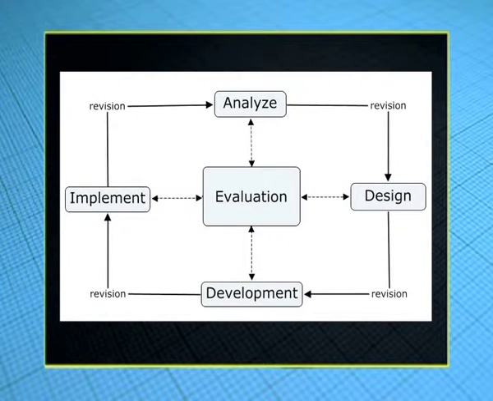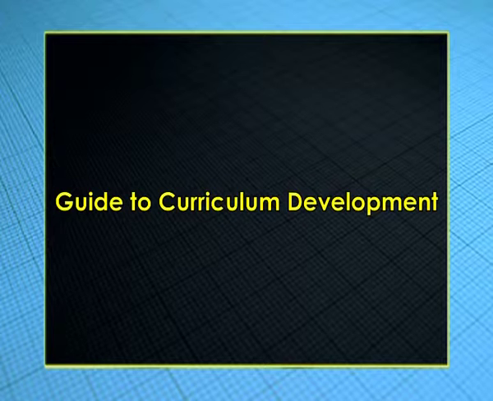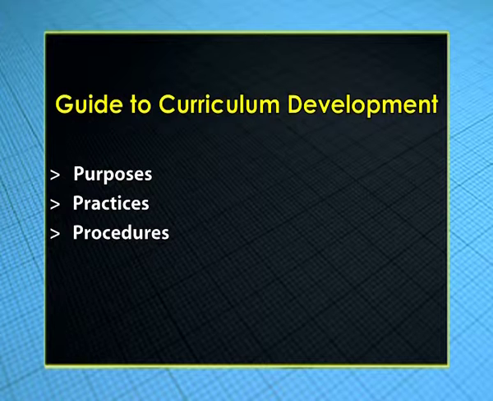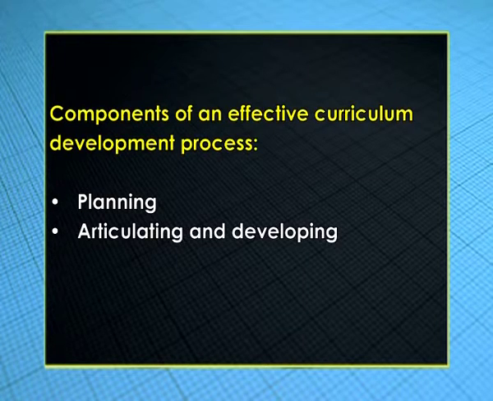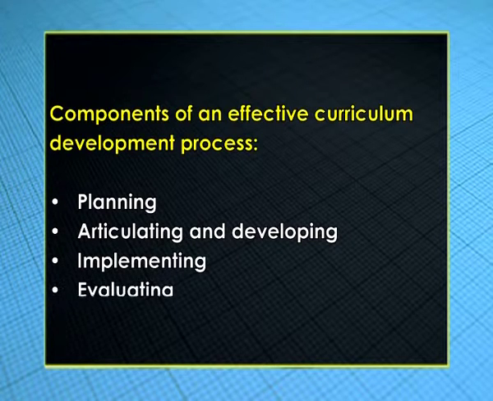The development of an effective curriculum guide is a multi-step, ongoing and cyclical process. The process progresses from evaluating the existing program to designing an improved program to implementing a new program and back to evaluating the revised program. Let us see what is the guide to curriculum development: purposes, practices, procedures. Components of an effective curriculum development process are A. Planning, B. Articulating and developing, C. Implementing, and D. Evaluating. Students, let us discuss all these steps one by one.